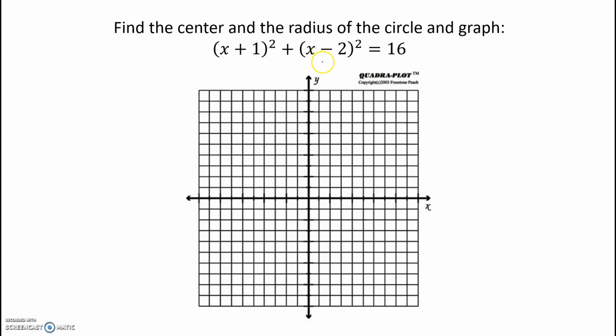So this one says graph. We're actually going to practice some graphing here. We've got to be able to take out our center, and we need our radius. So our center, remember, think opposite. Positive 1, we're going to think -1. And -2, we're going to think positive 2.